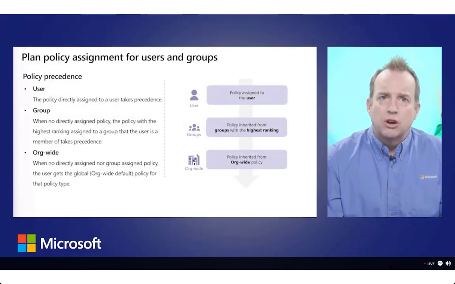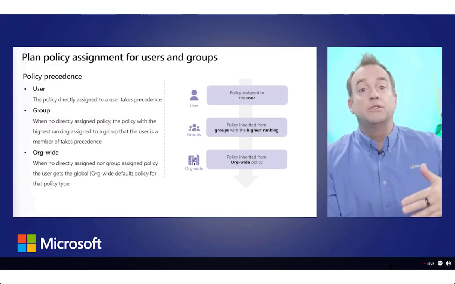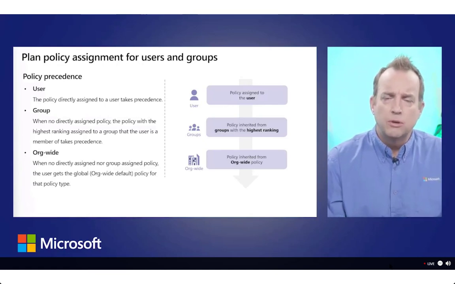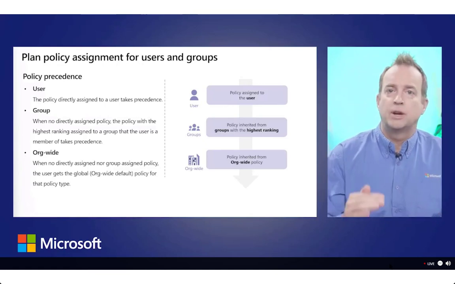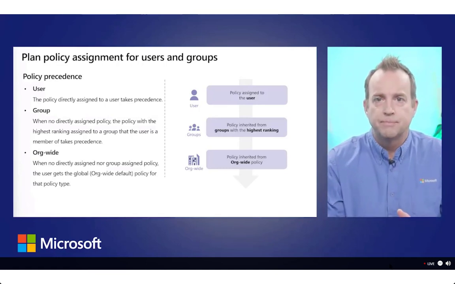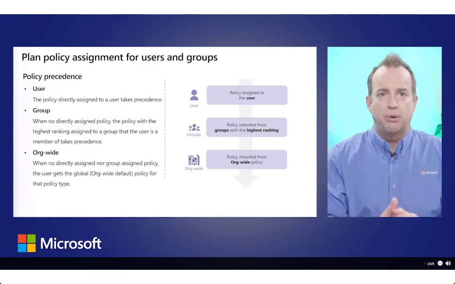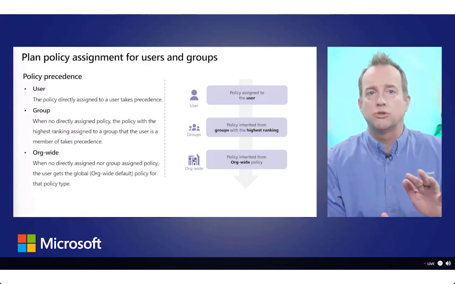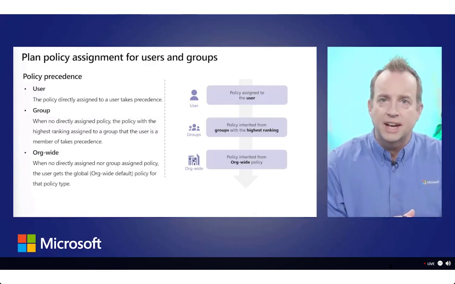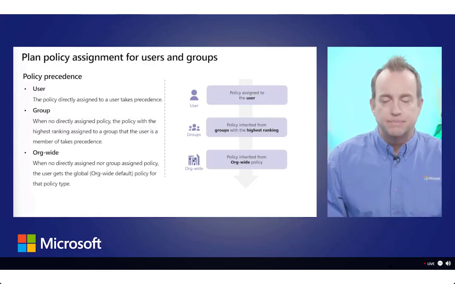The order of inheritance, if you will, or the precedence order: if there's a policy assigned to an individual user, that takes precedence. From there, we would have groups, and if there are multiple policies, whatever group is listed first would take precedence over groups listed later on. Finally, everyone would be subject to an organization-wide policy. So if you don't have any user or group policies, then the org-wide policy is the only policy in effect. You can have up to 5 organization-wide policies per tenant.